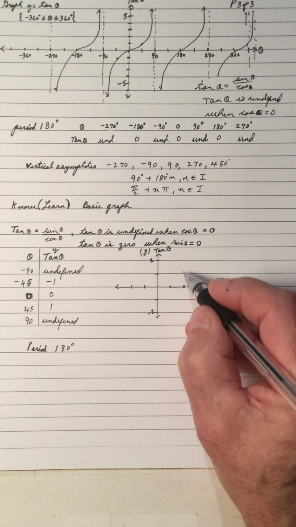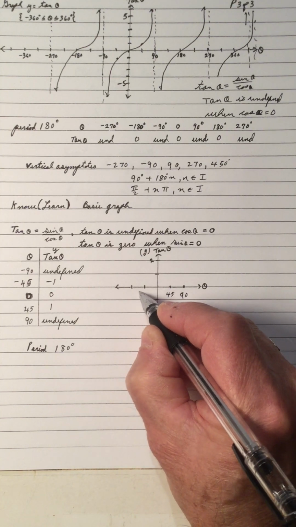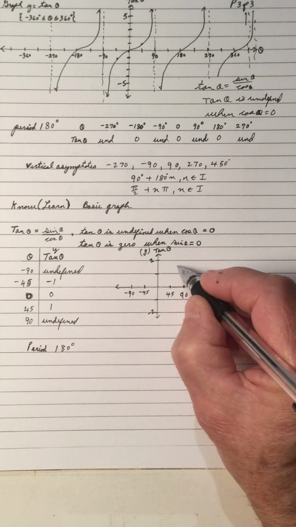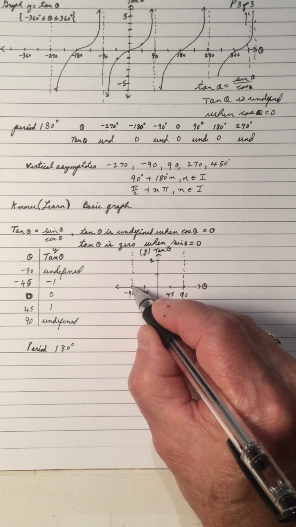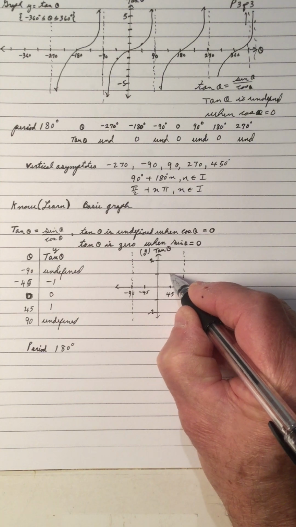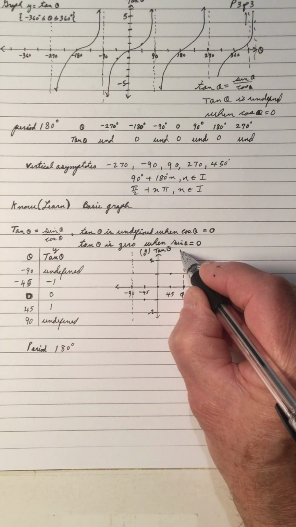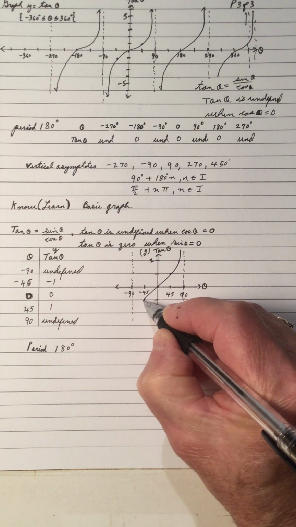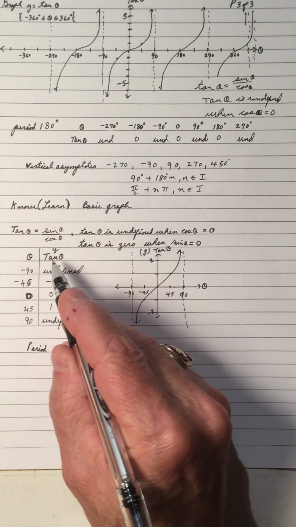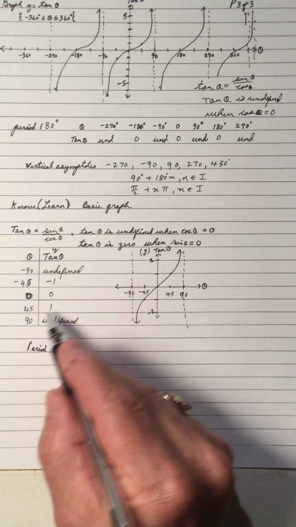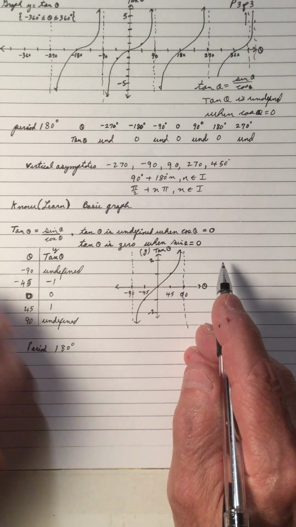So if you have a 90, a 45, a 0, negative 45, negative 90: at 90 it is undefined because cos is 0. At negative 90 it is undefined because cos is 0. Tan of 45 is 1. Tan of 0 is 0. Tan of negative 45 is negative 1. So the tan graph comes down like this. There's your tan graph. Learn this, memorize it. Again, negative 90 to 90. Hopefully that helps you understand how the tan graph is derived.